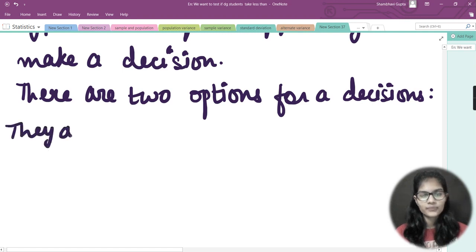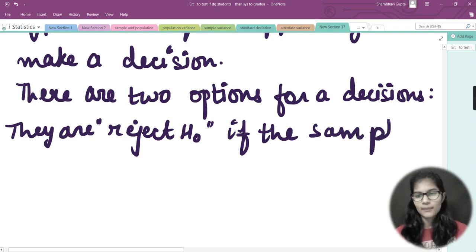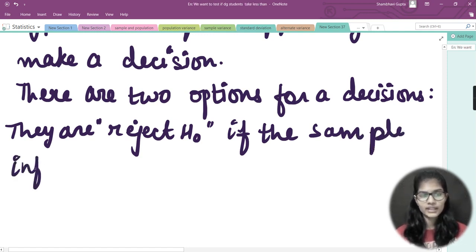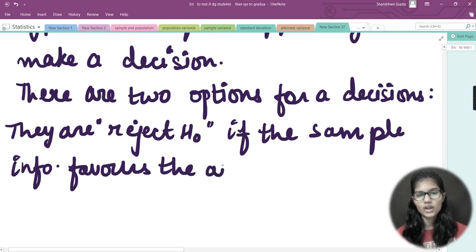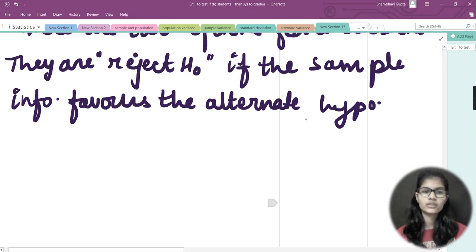So basically, the first option is to reject H naught. If the sample information rejects H naught, it means that the sample info which I have favors the alternate hypothesis. So this is the very first thing which we can have: reject H naught.